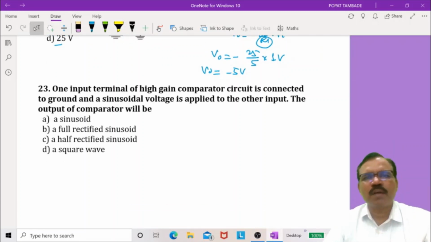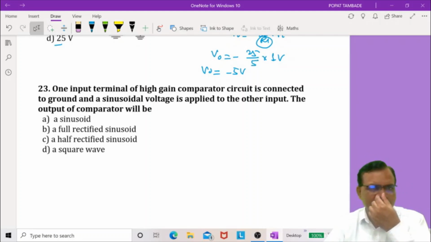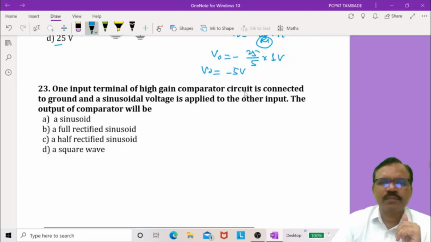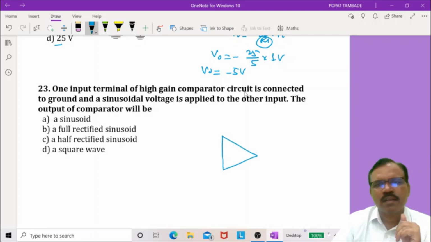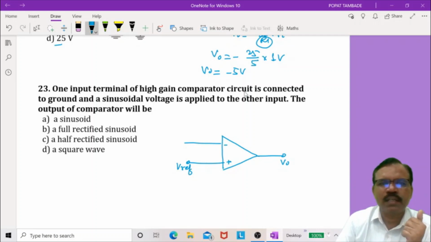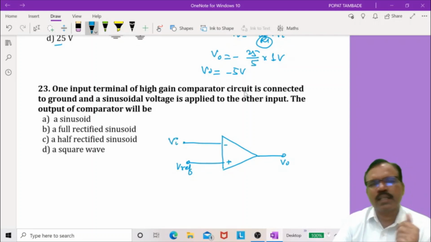One input terminal of a high gain comparator circuit is connected to ground and a sinusoidal voltage is applied to the other input. The output of the comparator will be? Now here, what is a comparator? This is an operational amplifier V0. We have two input terminals, and suppose we have some reference voltage connected to one terminal and the input is connected to the other terminal.